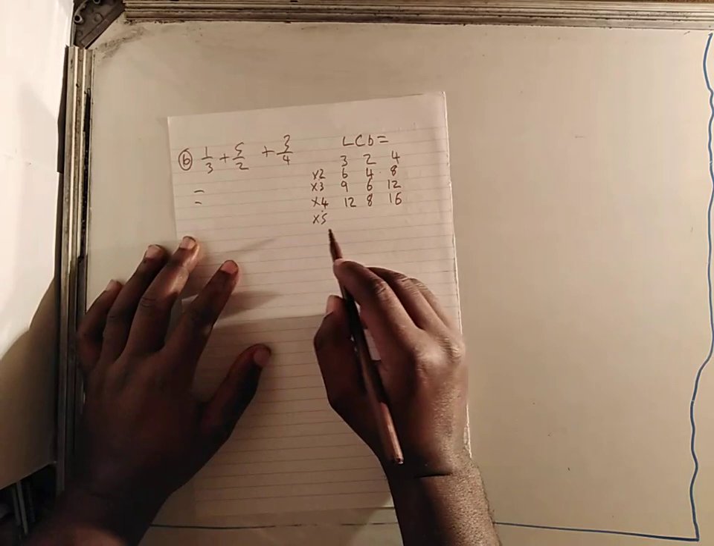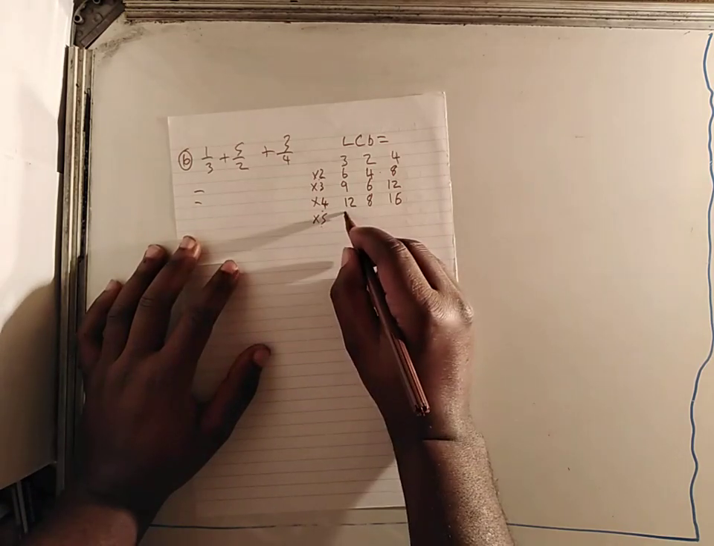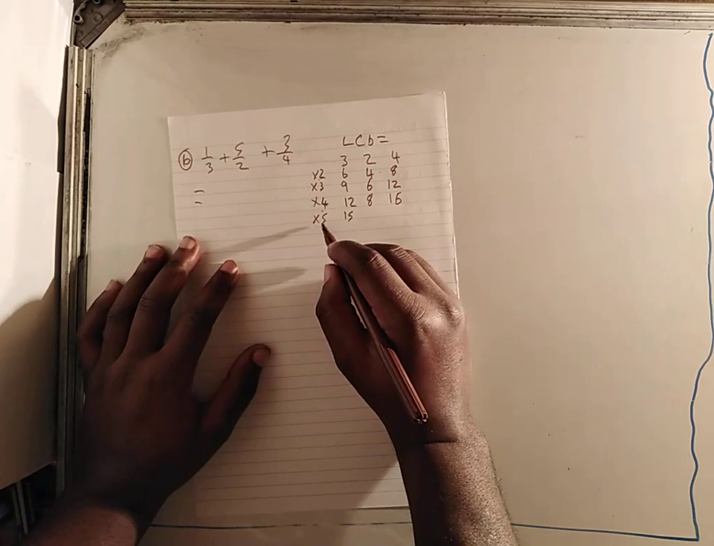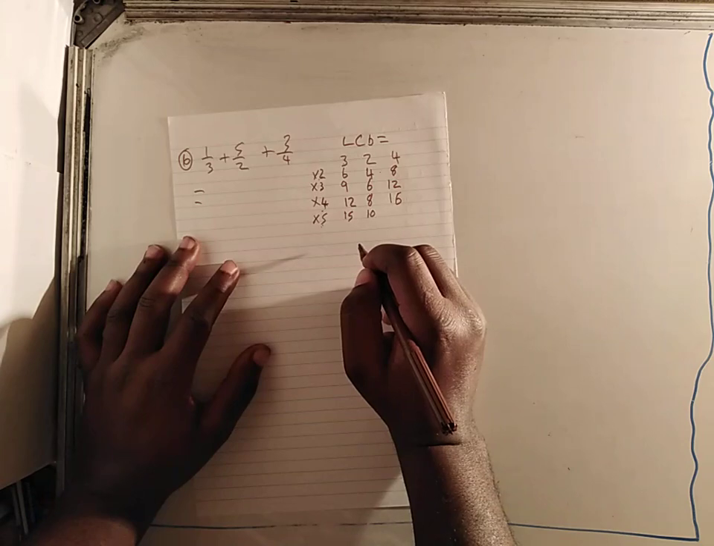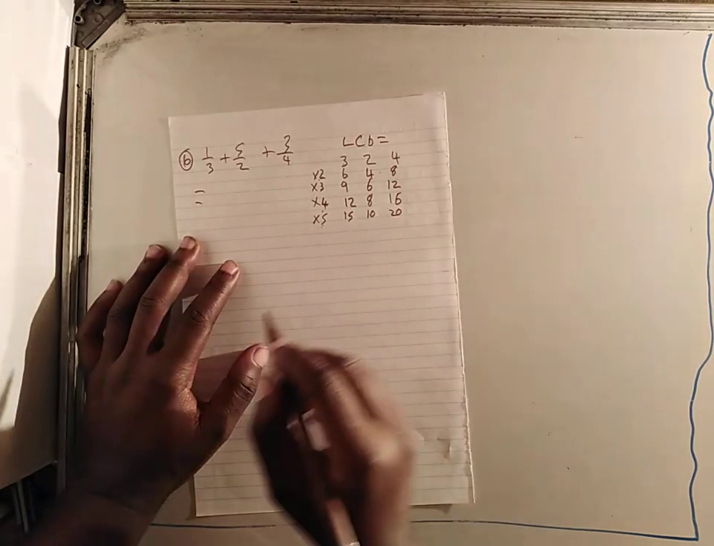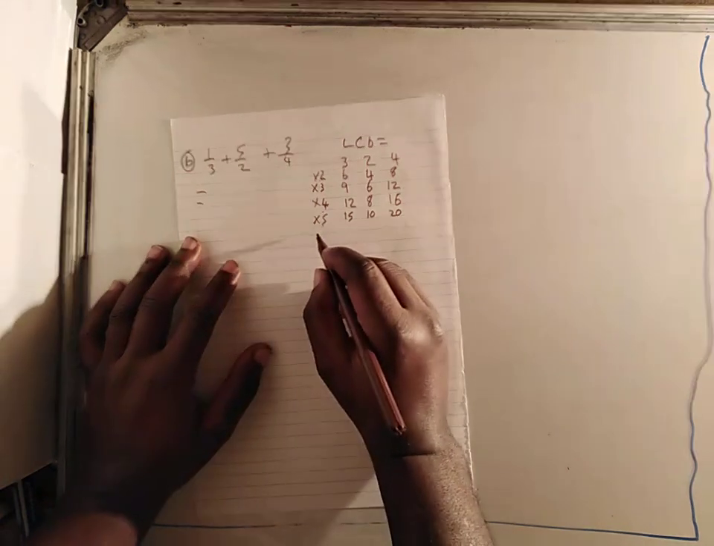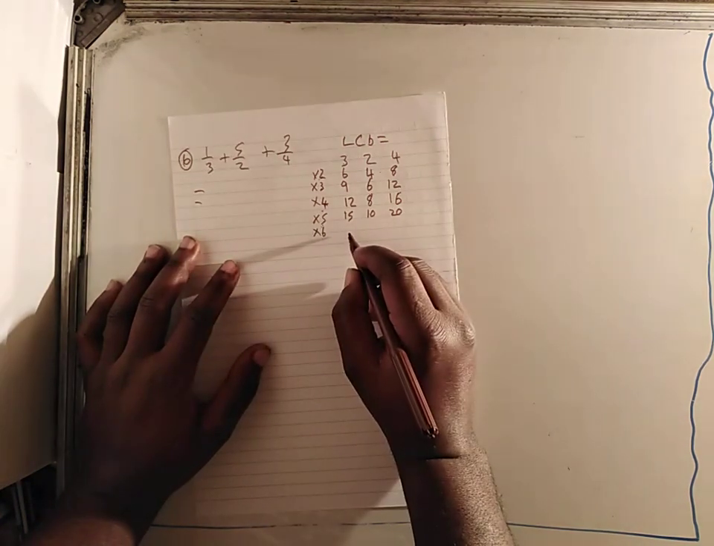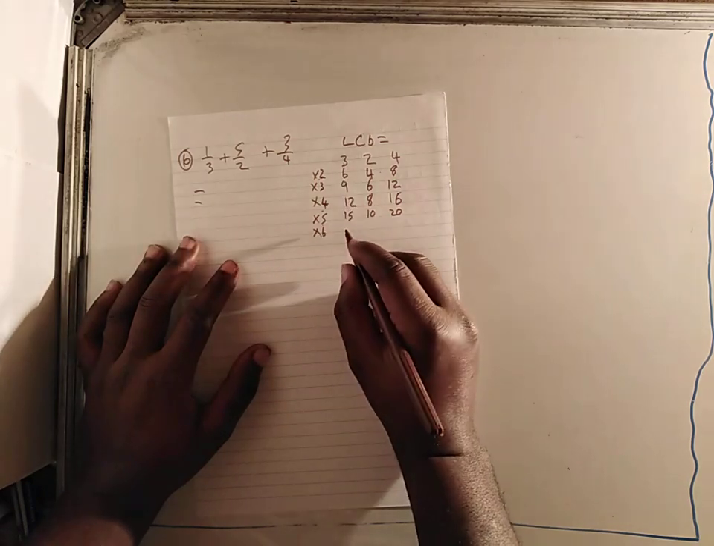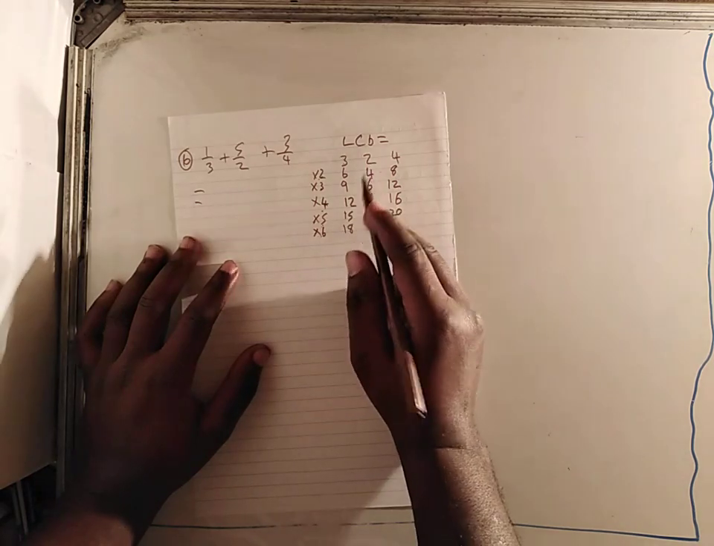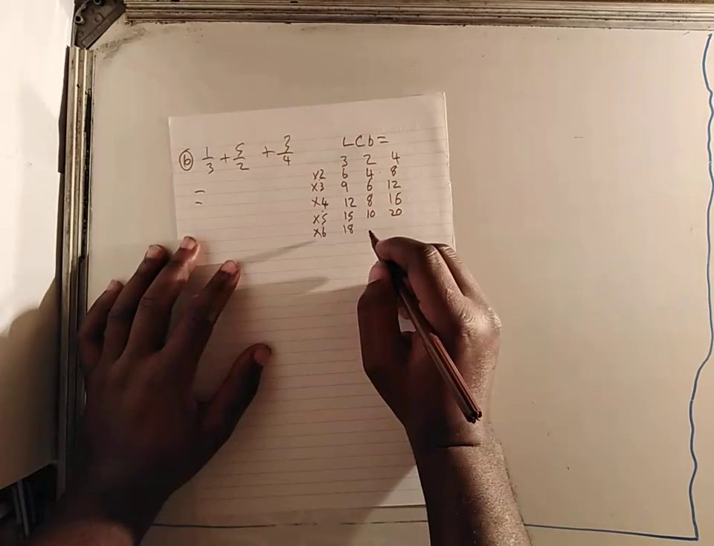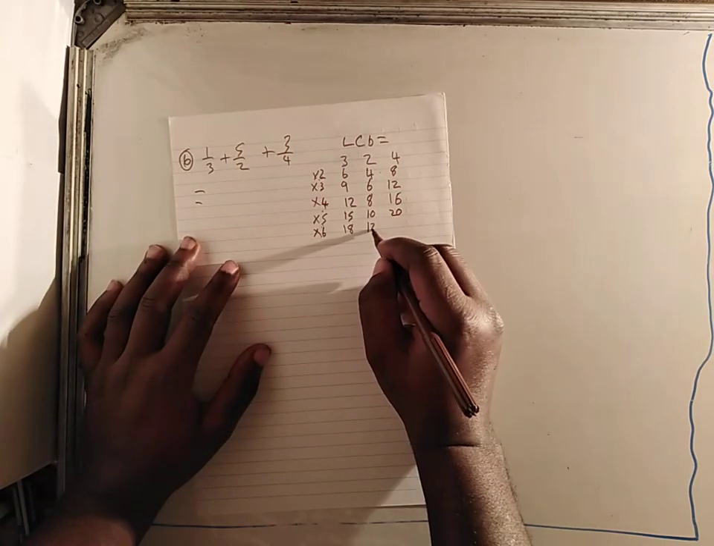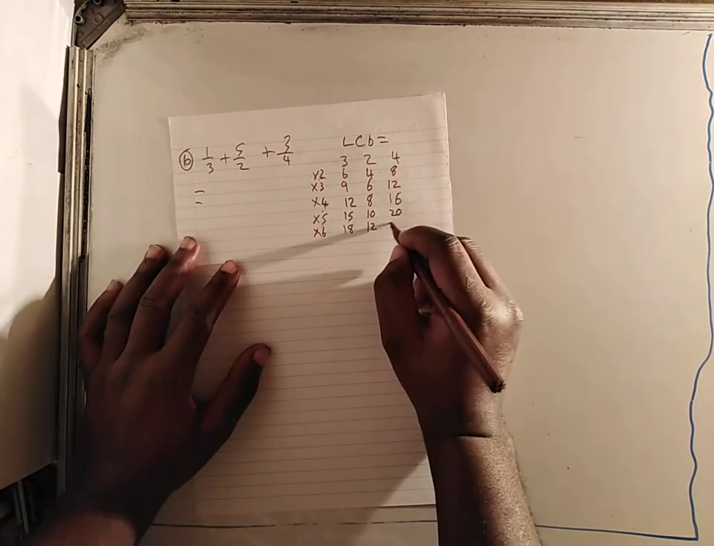Multiply by 5 now. 5 times 3 is 15. 5 times 2 is what? Is 10. And then 5 times 4 is 20. Again, I haven't found anything. Okay, now times 6. 6 times 3 is what? Is 18. 6 times 2 is what? 6 times 2 is 12. And then 6 times 4 is 24.